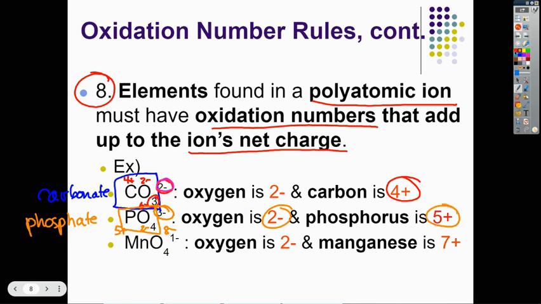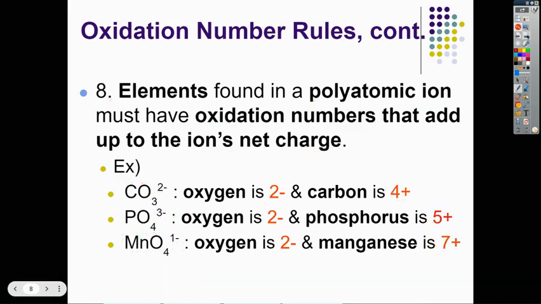And last but not least, here is permanganate. Permanganate is MnO4 1-. Oxygen will be a 2 minus. There are 4 of them to give me an 8 minus. 8 minus the 1 overall net charge means that manganese, yes, you did it, is a 7 plus oxidation number.